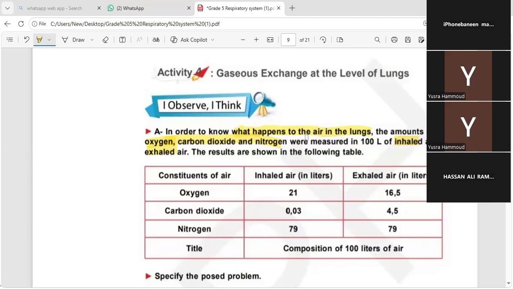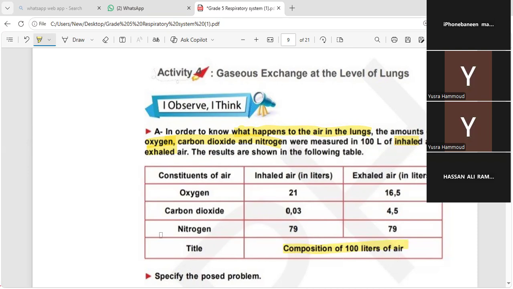Then they take 100 liters of the exhaled air after it exits the body, and measure the amount of oxygen, carbon dioxide, and nitrogen in it. What's the title of this drawn table in front of us? Composition of 100 liters of air. Please, James, raise your hand to answer, and I want the others to share.